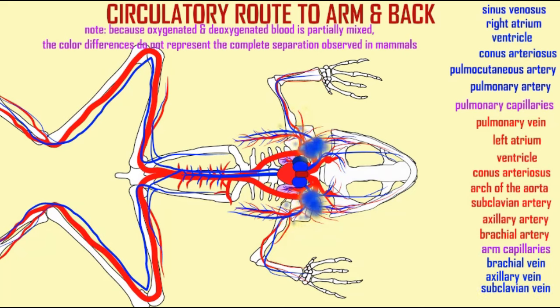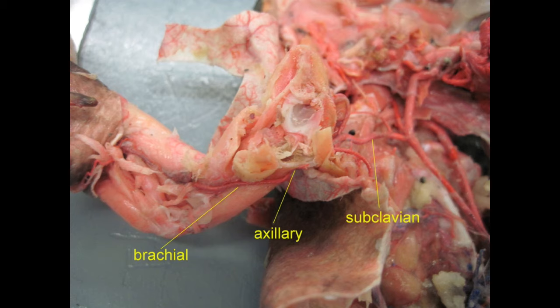Deoxygenated blood can then return through a brachial vein to the axillary vein, to the subclavian vein, to the anterior vena cava, before returning to the sinus venosus.